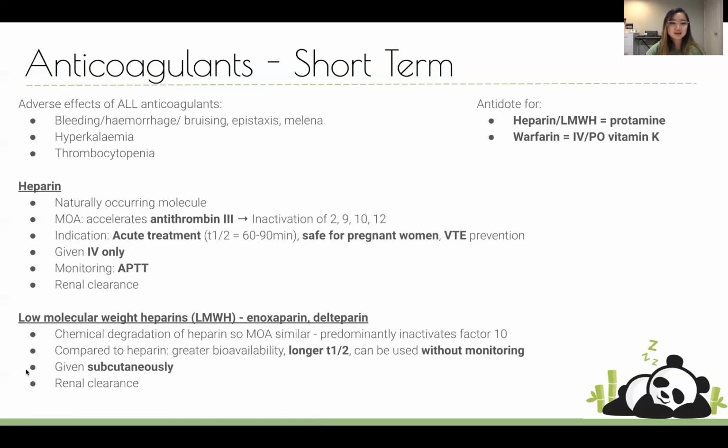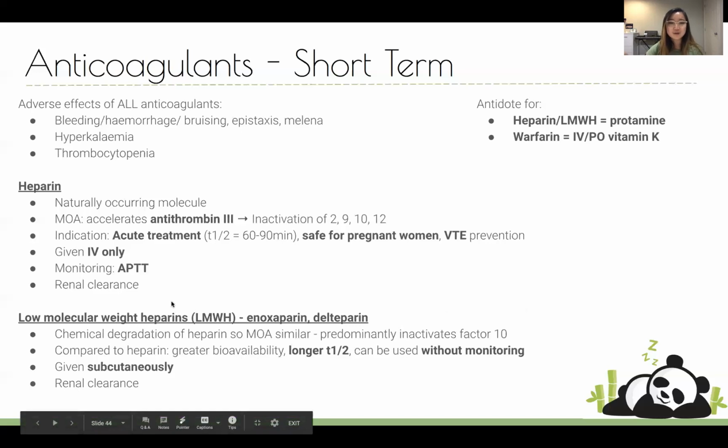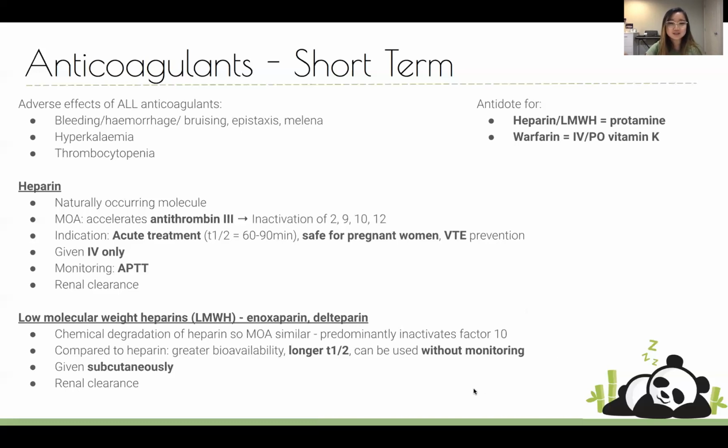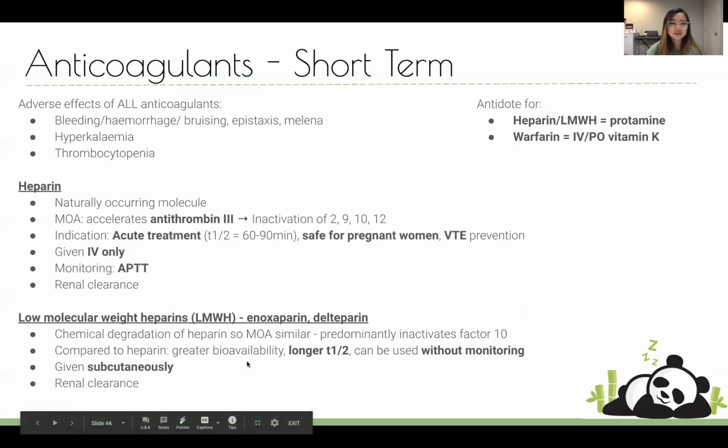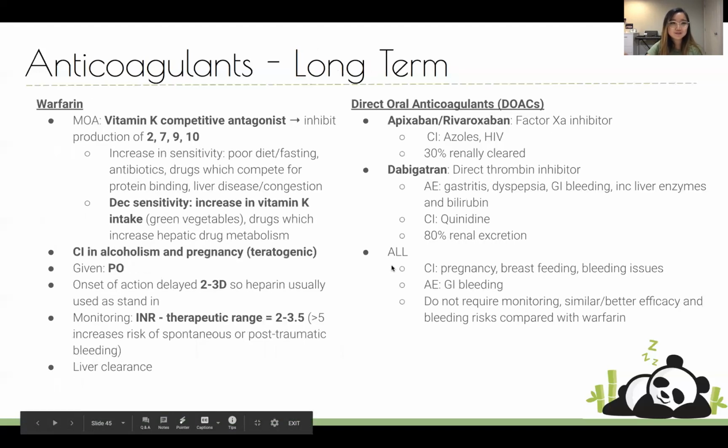And so this is kind of popular in the hospital, because even though you're in the hospital, you can use the needle, but it works just a little bit better than heparin. It's a bit easier to use. Both of these are cleared renally.